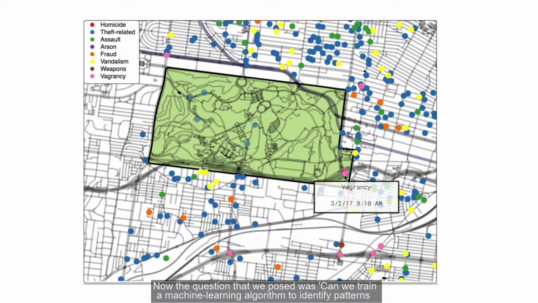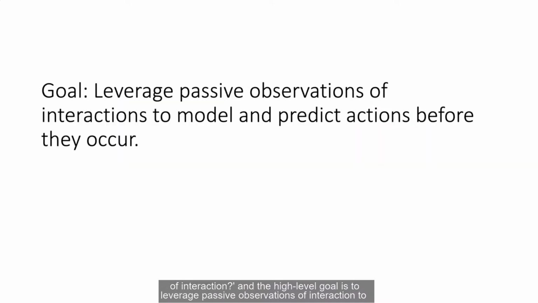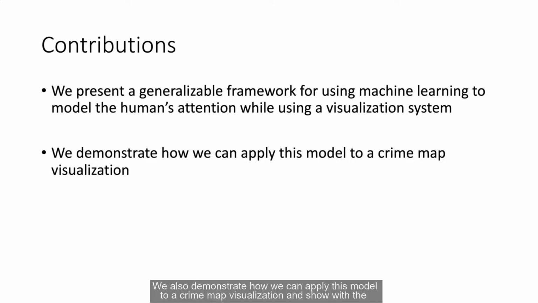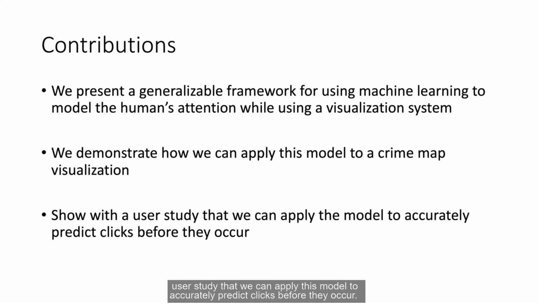Now the question that we posed was, can we train a machine learning algorithm to identify patterns of interaction? And the high-level goal is to leverage passive observations of interaction to model and predict actions before they occur. With this project, we present a generalizable framework for using machine learning to model the user's attention while using a visualization system. We also demonstrate how we can apply this model to a crime map visualization and show with a user study that we can apply this model to accurately predict clicks before they occur.